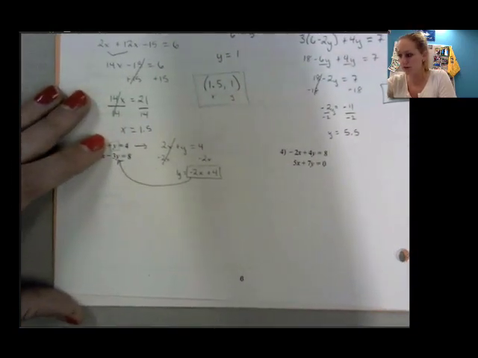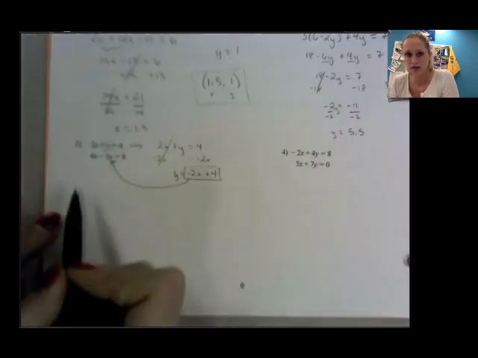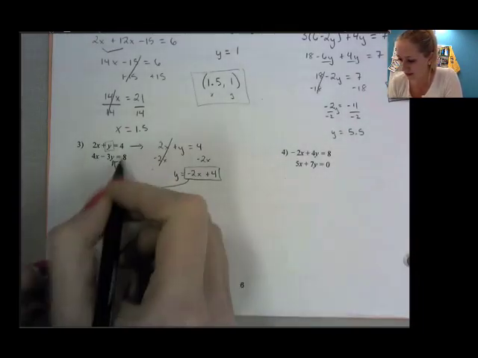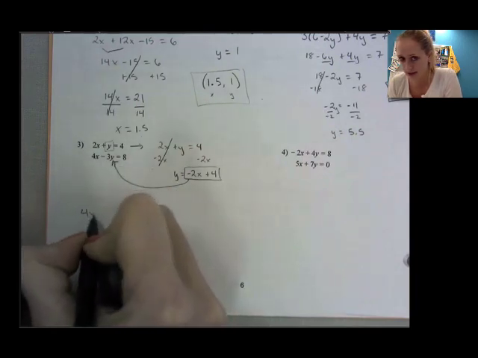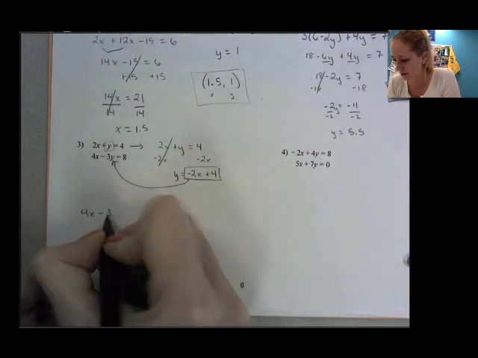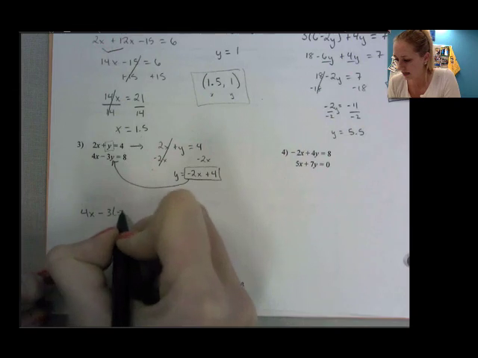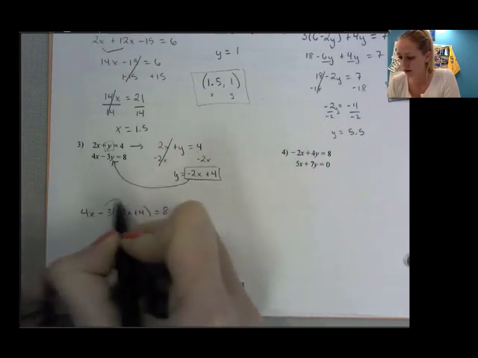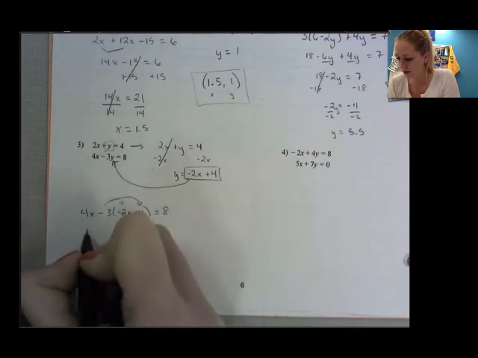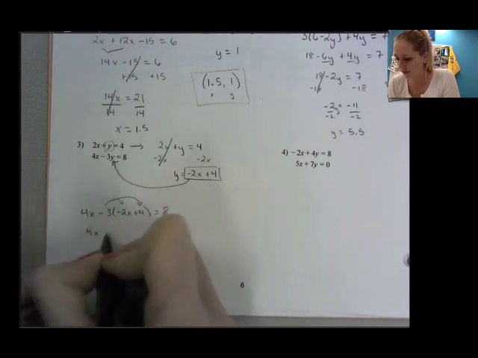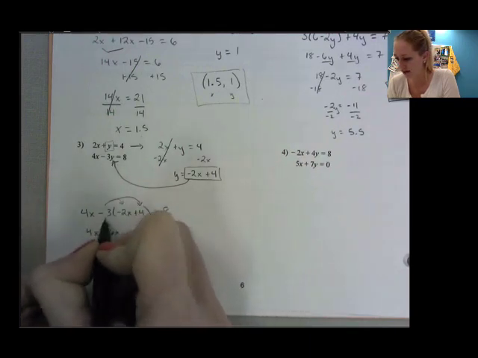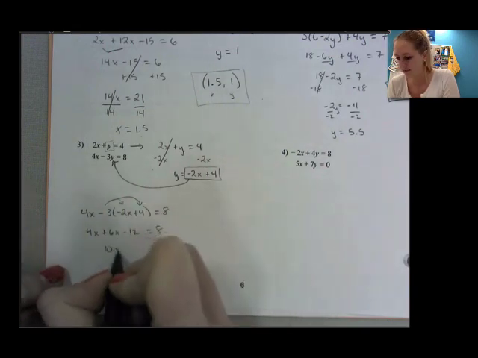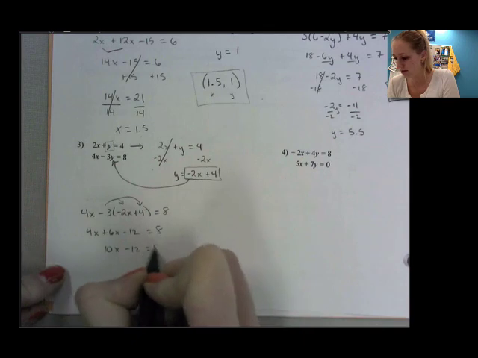Okay, so I have 2x. Oh, sorry, I'm plugging into this one. So I have 4x minus 3y, but we are substituting negative 2x plus 4 in for y. Solve here, so we're going to distribute. So I have 4x, negative times negative is going to give me positive 6 there, and then negative 12 there. 10x minus 12 equals 8.